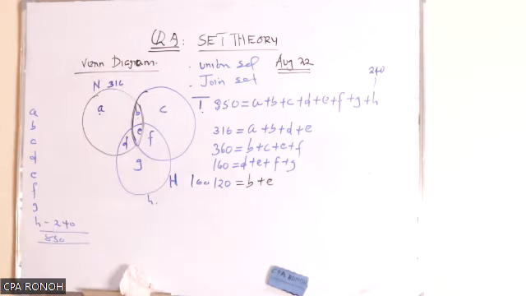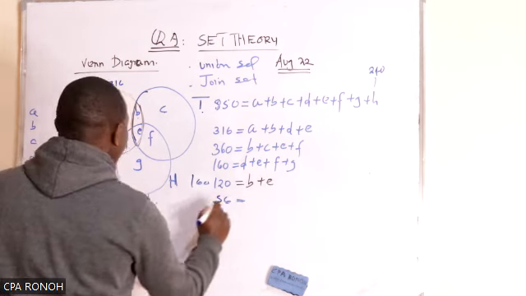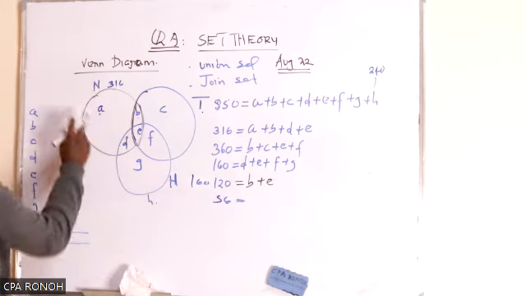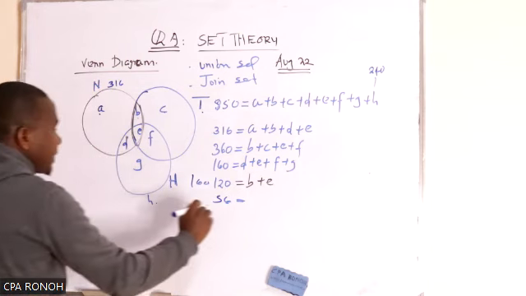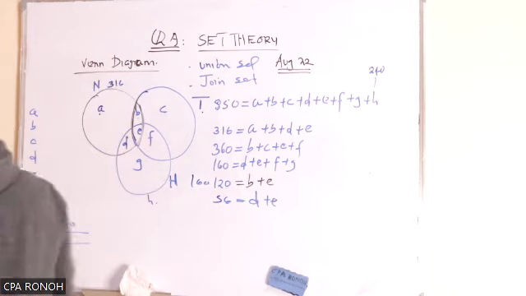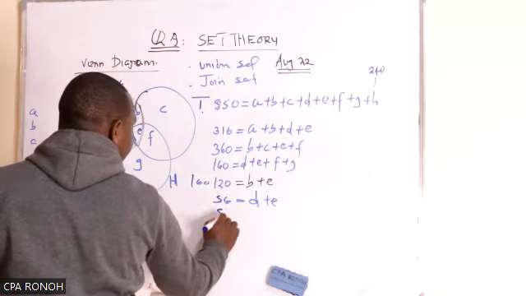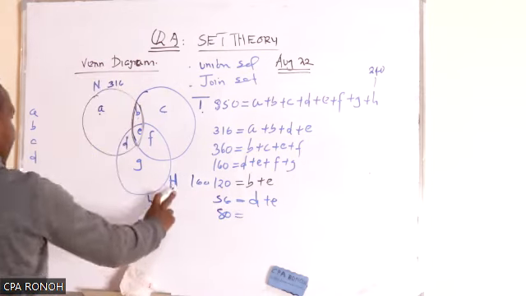After 120, we have 56 for Nissan and Honda. So this part is D plus E. Then we have 80 for Honda and Toyota.